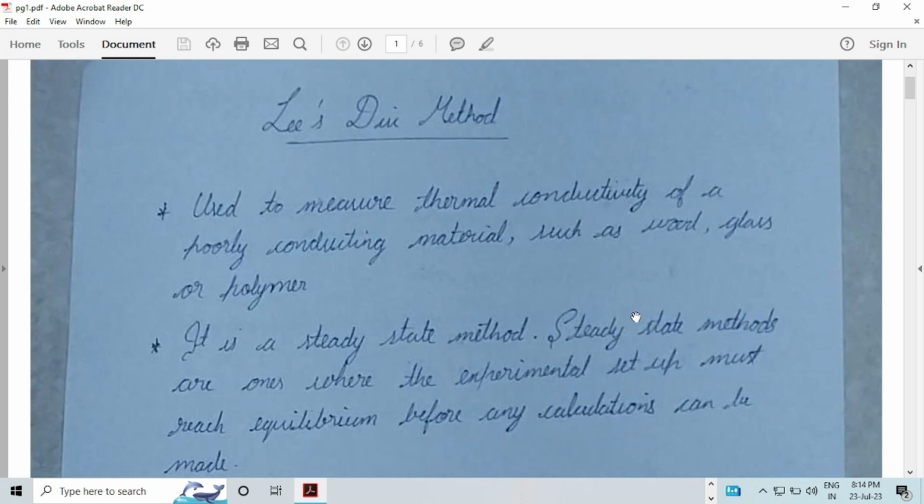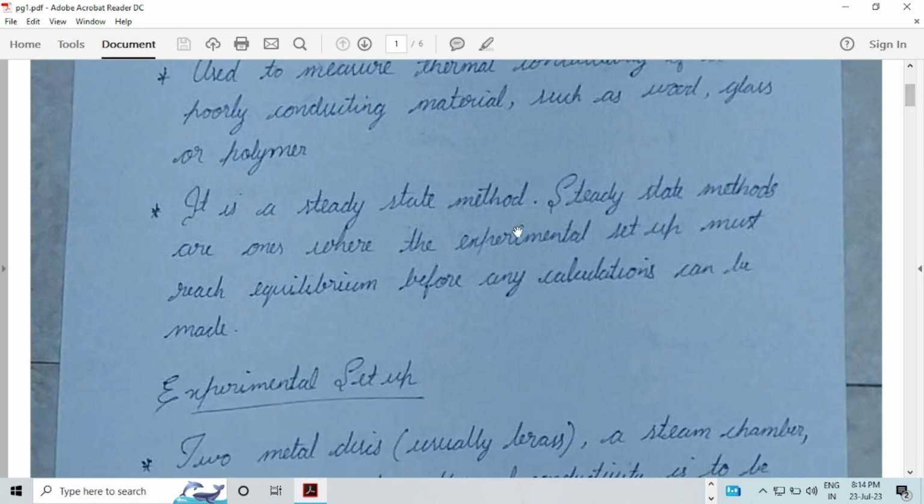Today in this video I am going to discuss the Lee's disc method. It is used to measure the thermal conductivity of a poorly conducting material such as wood, glass or polymer. It is a steady state method. Steady state methods are ones where the experimental setup must reach equilibrium before any calculations can be made.